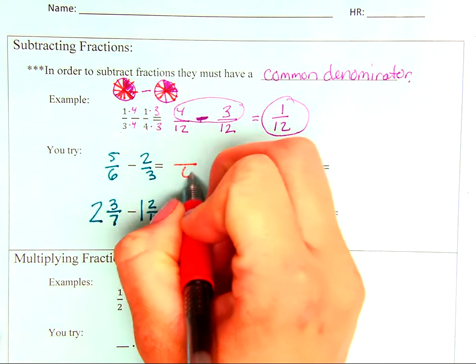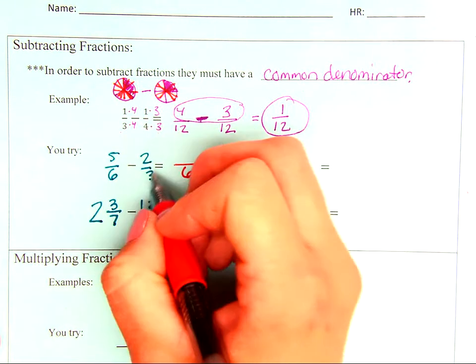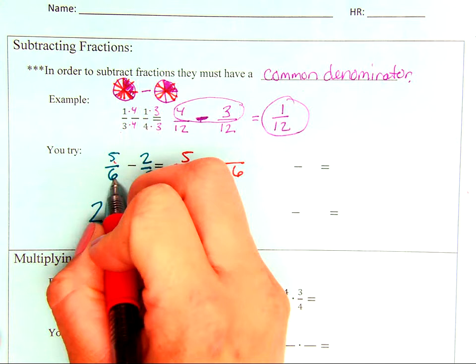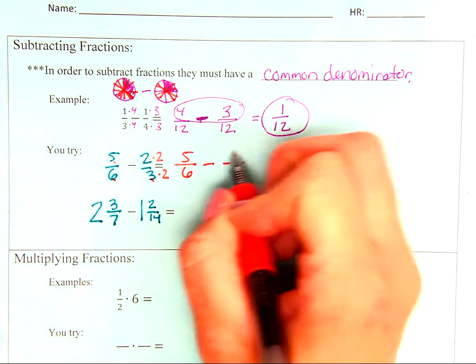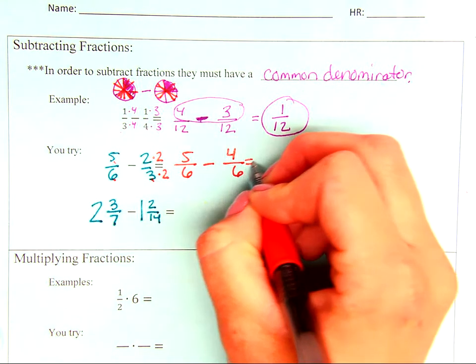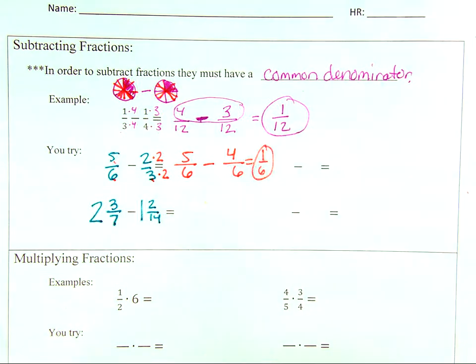All right, so my common denominator I'm using here is going to be 6, so I'm not changing this first one. The second one, to get 3 into a 6, I'm multiplying by 2. So I'm going to do the same thing on the top. And when we subtract the top, I get 1/6.